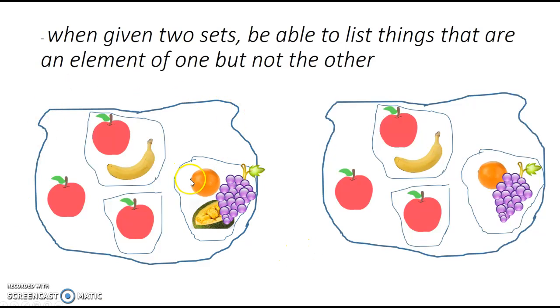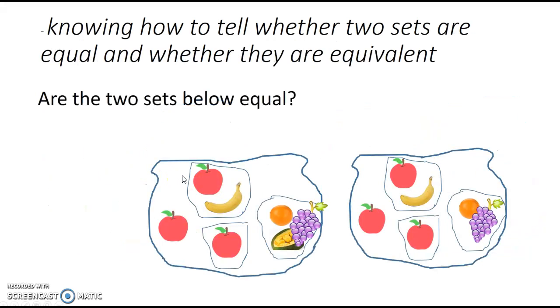Can you list the elements that are in one set but not another? So this set here would have this element with the 3 fruits in it, whereas this doesn't. This set here would have this element with just an orange and grape, whereas this doesn't. So neither one of them would be a subset of the other.